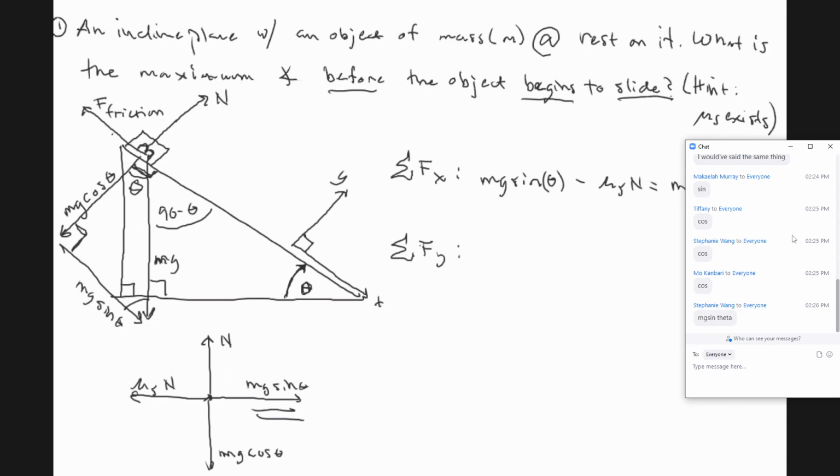Does that make sense? Now we do the y. We have normal force minus mg cosine of theta is equal to mass times acceleration in the y direction. Once again, before the object begins to slide, so acceleration is equal to 0. So if you think about it, you have two equations, two unknowns. You don't know theta and you don't know n. So then we can solve for n using the second one, plug it into the first one.